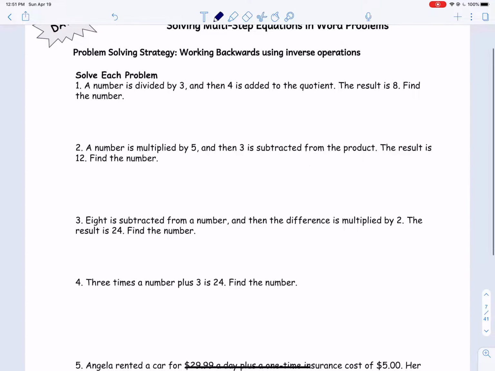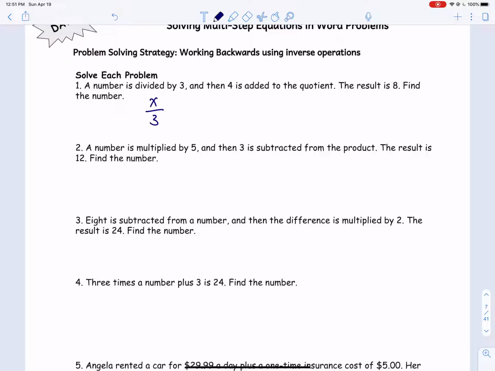So a number is divided by 3. A number, so that's our variable. So you could use n, you can use x, and then divide by 3. Okay, we're just going to use a fraction. You could write it with the division symbol, but as you know, I typically would write it as a fraction.